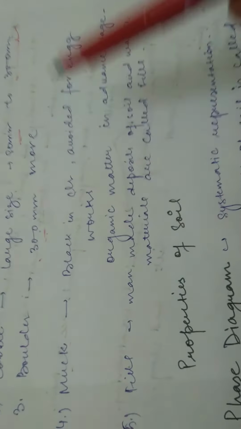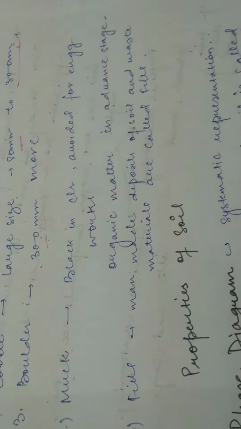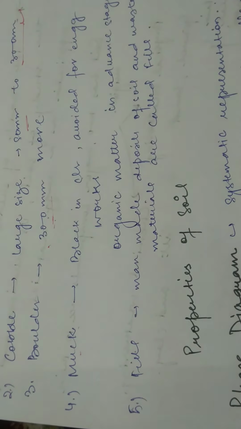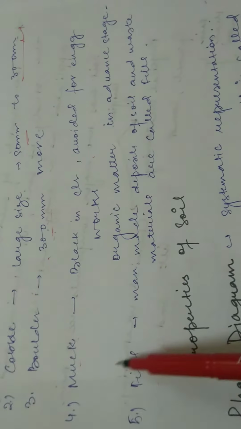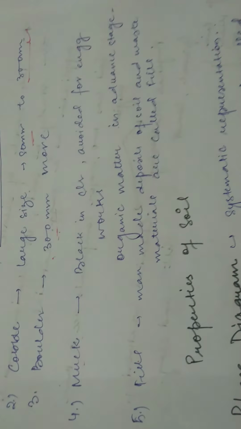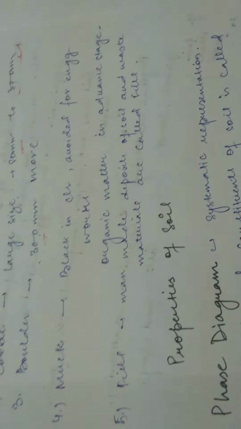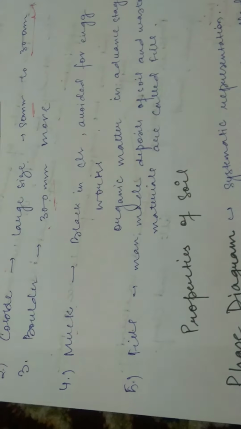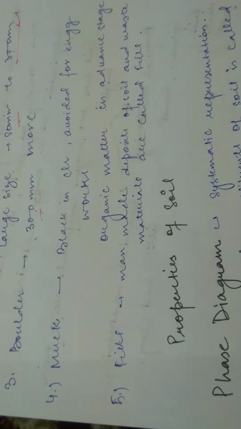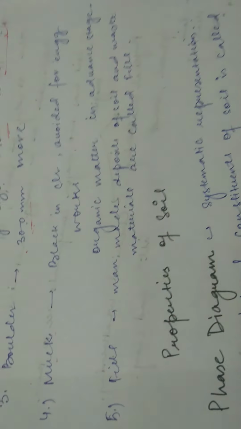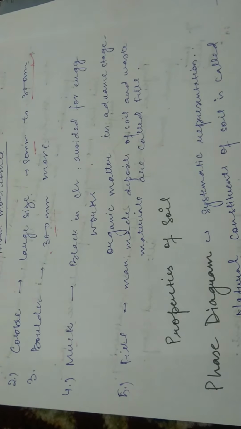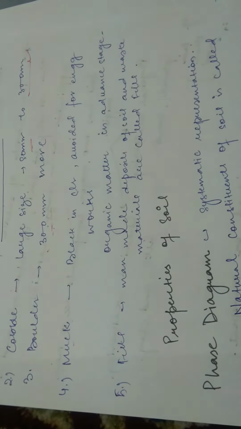Now muck. Muck is black in color and it is avoided for engineering works as it is organic matter. When we try to construct tunnels, this type of soil is obtained during the construction of tunnels, and it is highly organic in nature, so we cannot use it for engineering purposes. Now the next one being the fills. Fills are the man-made deposits of soil and waste materials. Whenever we have to fill something, their engineering properties depend upon the type of soil, their water content, and the degree of compaction.